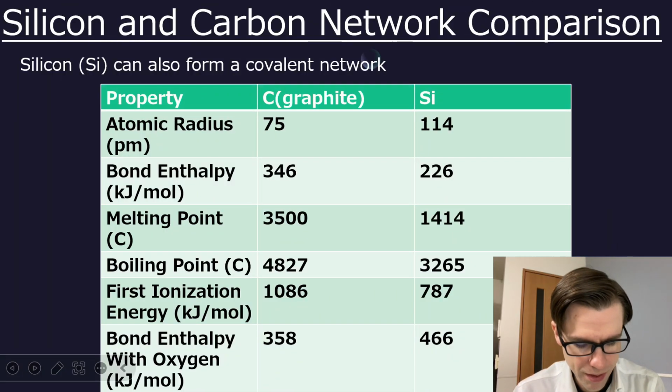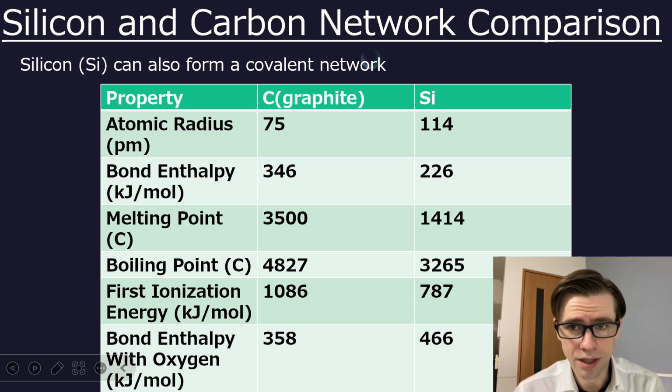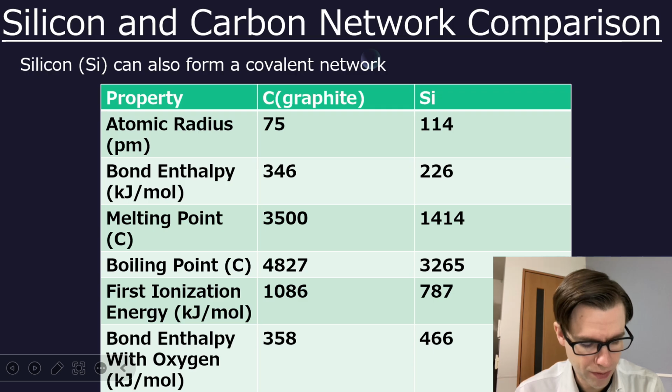So carbon is the main one that we study in IB here, but there are other networks, of course. One of the most common ones is silicon, especially silicon with oxygen. So here's just some data to compare. Carbon in the graphite form has an atomic radius of 75 picometers, whereas silicon is 114. So why would we care about that?